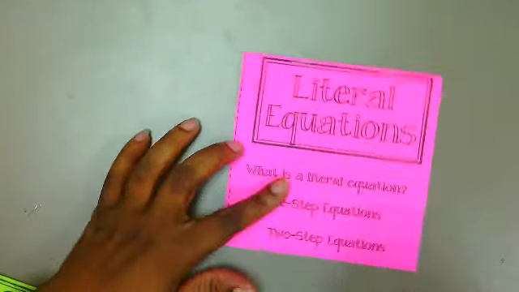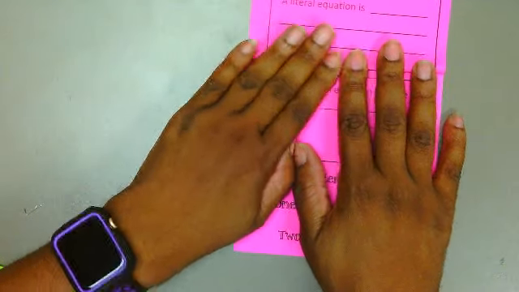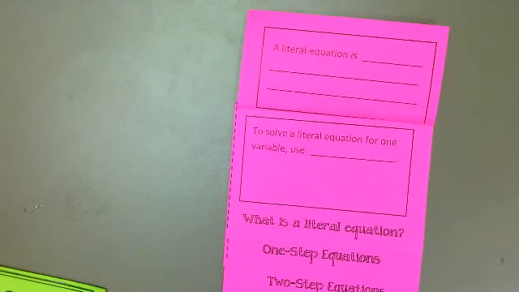Miss Abner is going to switch to her pink one that she already has put together so that we don't waste any valuable time. There we go, there's my pink one. So I'm going to flip it open. At the top it says a literal equation is. And what we're going to look at is what a literal equation is. When we are dealing with literal equations, it is simply dealing with equations that we are solving for the variable. So we're going to solve for a particular variable.